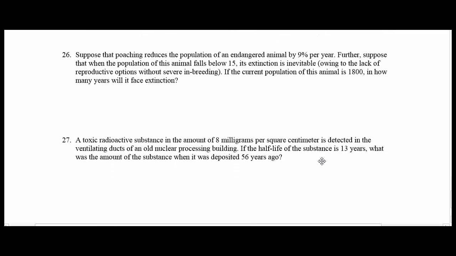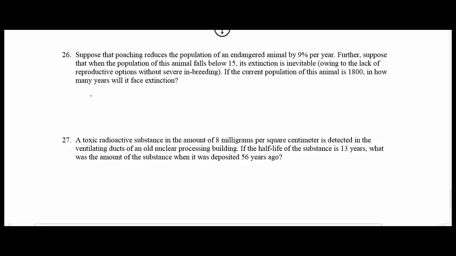26. Suppose that poaching reduces the population of an endangered animal by 9% per year. Further, suppose that when the population of this animal falls below 15, its extinction is inevitable, owing to the lack of reproductive options without severe inbreeding. If the current population of this animal is 1,800, in how many years will it face extinction? Okay, so let's set this up, and then we'll talk about some techniques that we can look at as far as solving it goes.